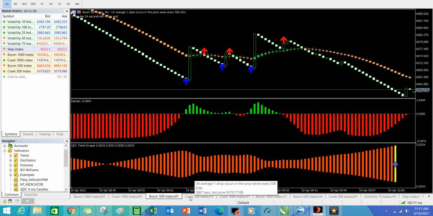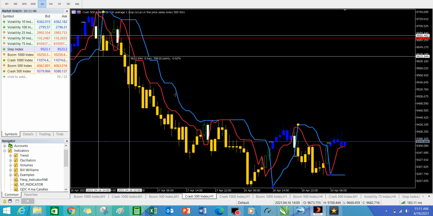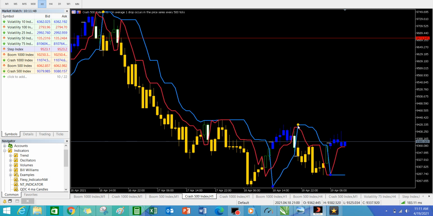Let's check out what is happening with Crash 500. For Crash 500, I'm using the NT indicator, and this is the 1 hour time frame. It has been on a very long downtrend from here to this level. It reversed a bit, but still went back on a downtrend, but this time around it is trying to consolidate to decide if it will continue this uptrend or go back on a downtrend.